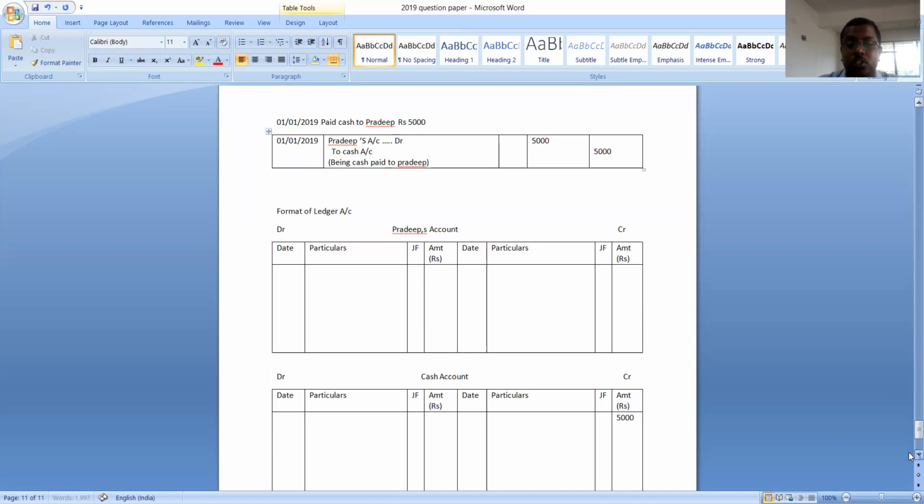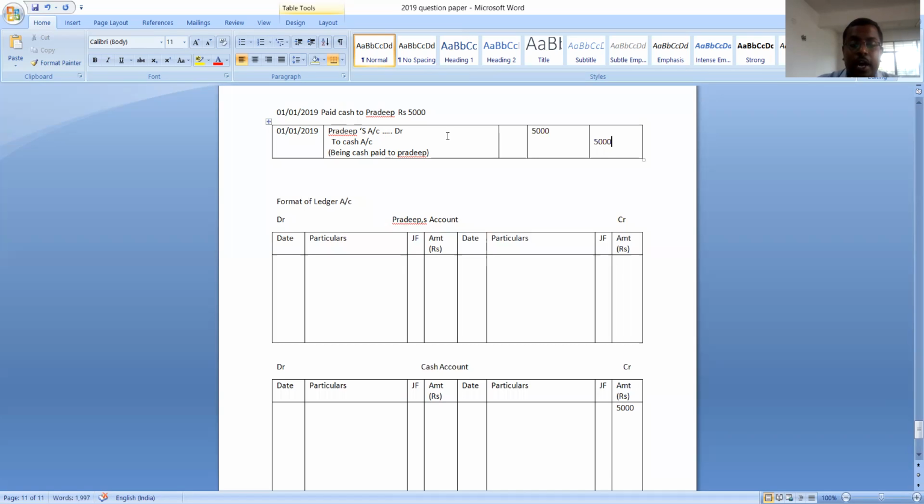Before posting journal to ledger, you should identify the number of accounts. Here two accounts are there. One is Pradeep's account and another one is cash account. So with the same names, you need to prepare two separate ledger accounts. Understood? So like this, we have prepared two ledger accounts. Now we should post it to ledger.